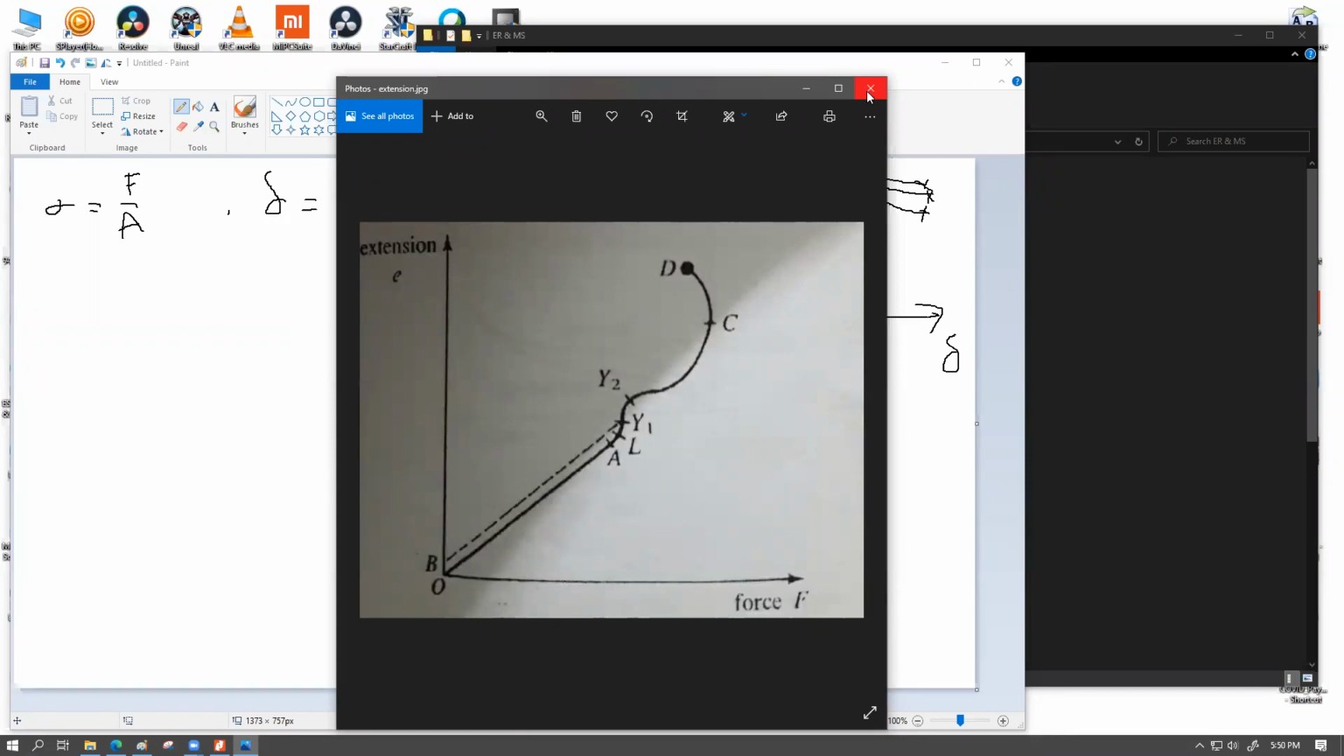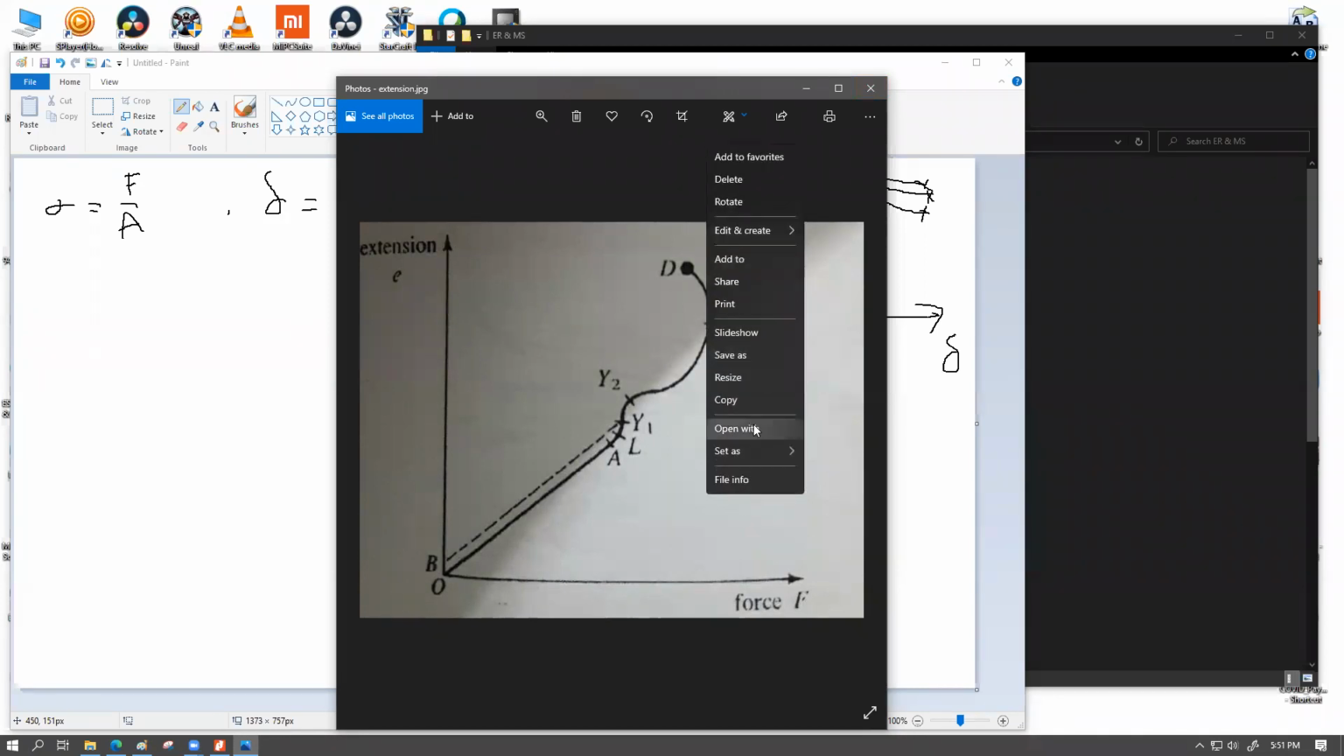To be honest, this is exactly the same thing. Here, only the two axis values are changed. Force, extension.